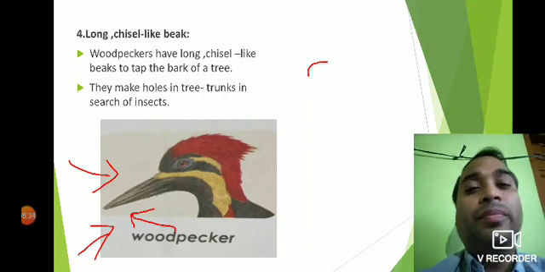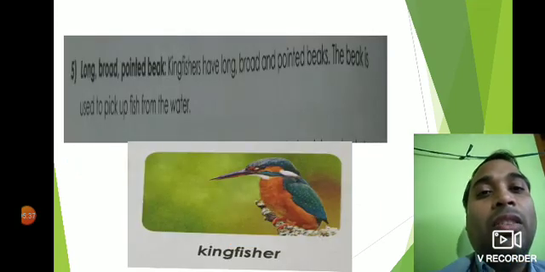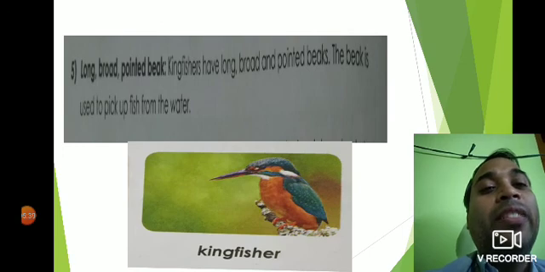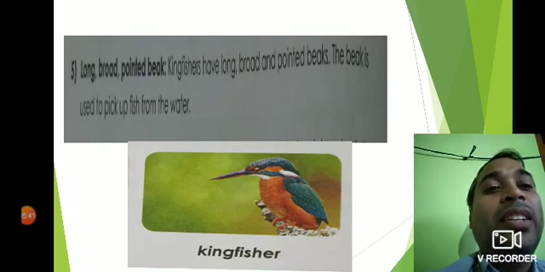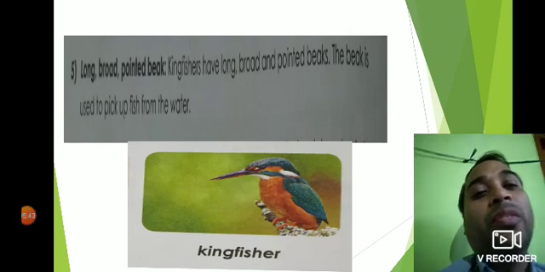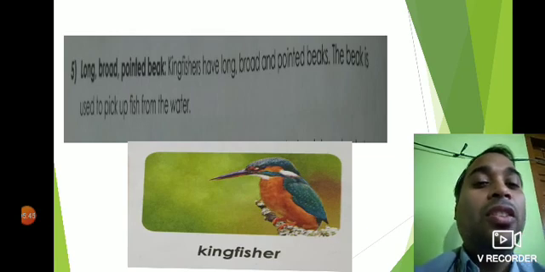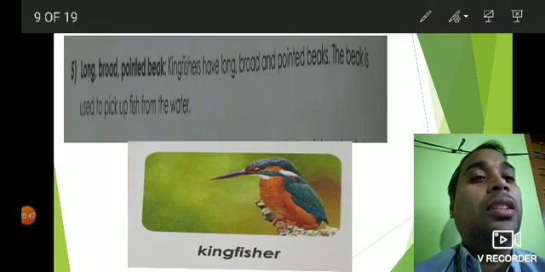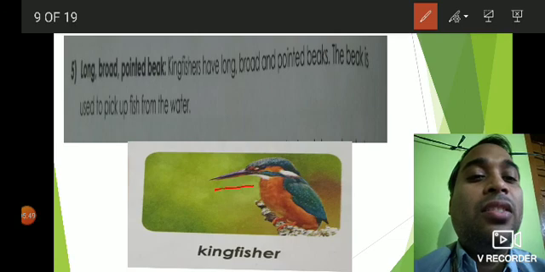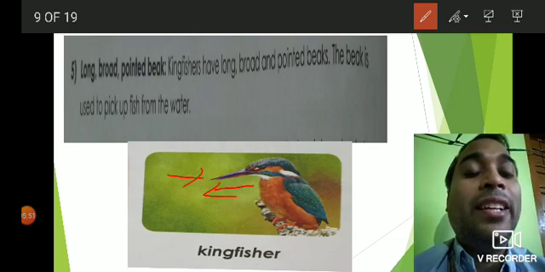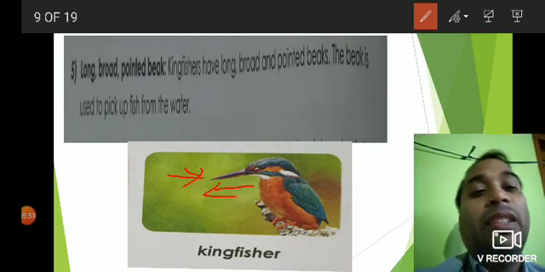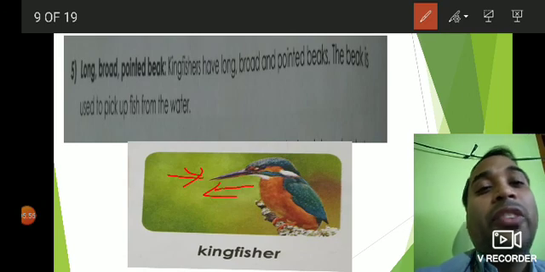Then we have the long, broad, pointed beak. Kingfishers have long, broad and pointed beaks. The beak is used to pick up fish from the water. You can see they have long as well as broad beaks. The length is long, and they also have a broad and pointed beak. So this helps them to get the fish from the water.